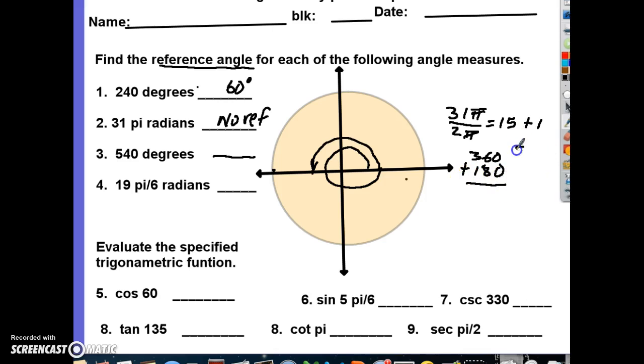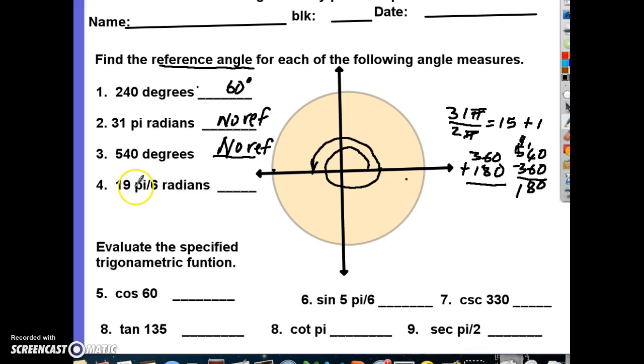Rather, I should say 540 take away 360, and you see what you have. Okay, it would be exactly 0. Borrow 1 from the 5. 14 take away 6 is 8, and 4 take away 3 is 1. So it's 180. Lands right here again, right on the x-axis. Nothing in reference to the x-axis. So no reference here. No reference.